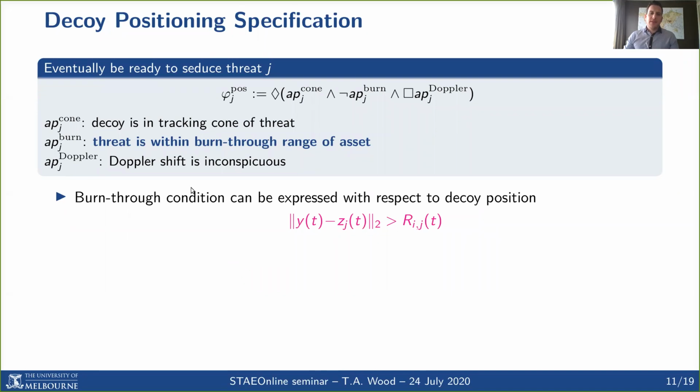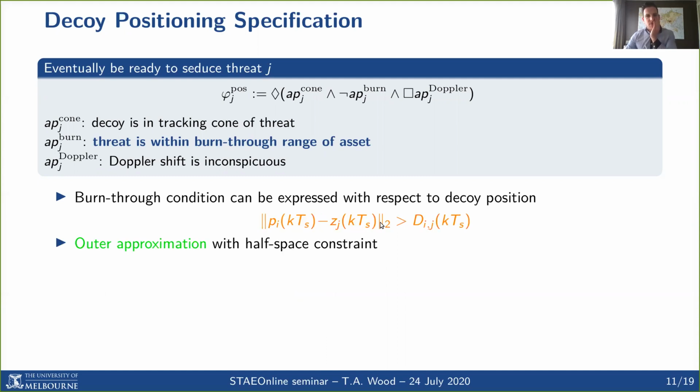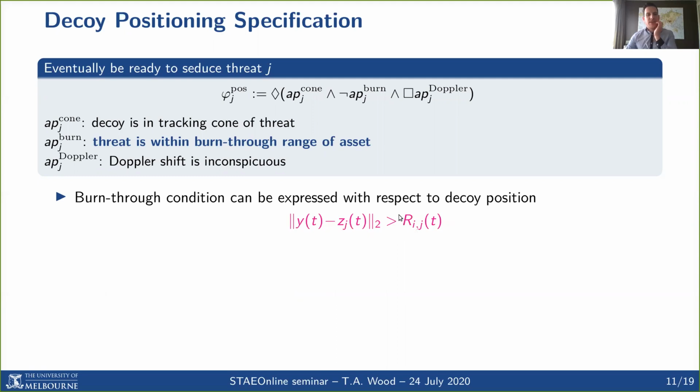And then for the second proposition, which is that the threat is in burn through. So this was originally formulated as a bound on the distance of the threat from the asset. So if the threat is too close to the asset, it is in burn through. I think I've got this wrong. This should be smaller then. So we have burn through if it is too close to the asset.